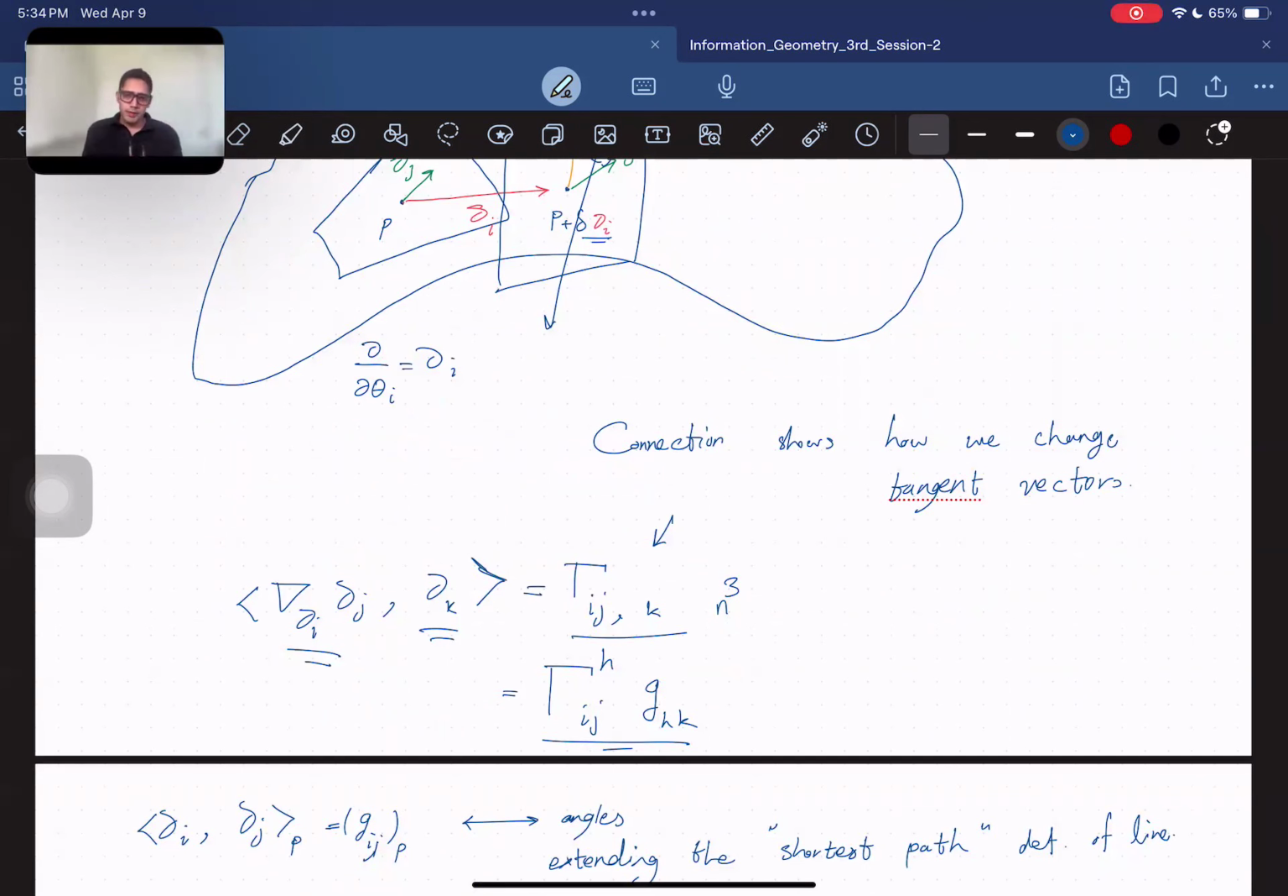This is the Einstein way of writing these indices. So we only look at the matching indices and we sum over them. So this is nothing but this.